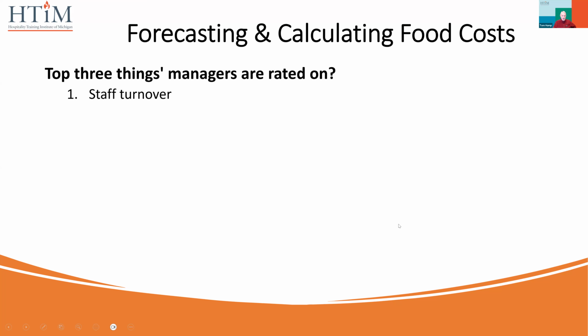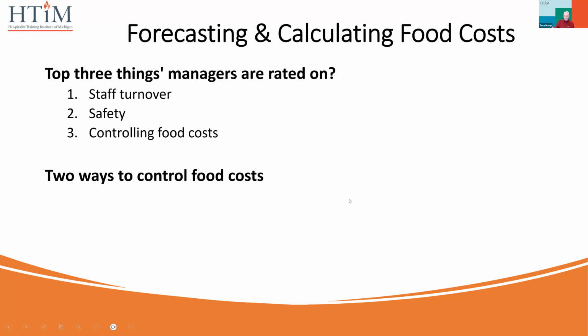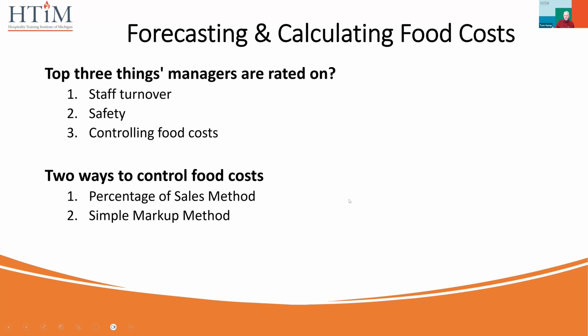Once you get the staff in-house, it's about the safety of your staff and your guests. And then, as everybody put in the chat, it's all about controlling your food costs, especially the prime costs, right? So making sure that that's all happening. We have 2 ways to kind of control food costs as far as the formulas, and that is what we call the percentage of sales method and the simple markup method.